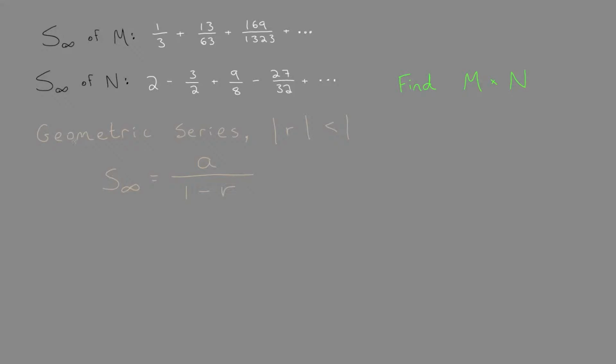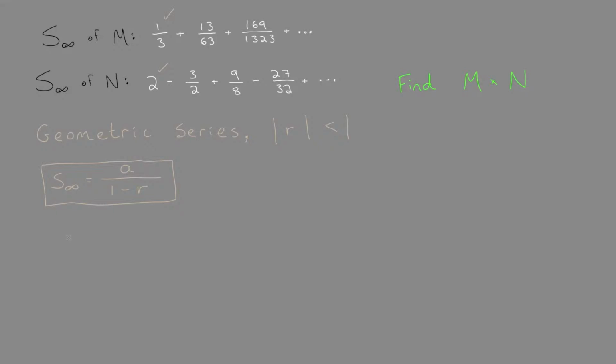That's the equation. It simplifies to this: a over 1 minus the common ratio. So what we need to do is find the common ratio of each series and multiply the sums to infinity. So we have a already for each series. How do we find r? I guess you can divide them?